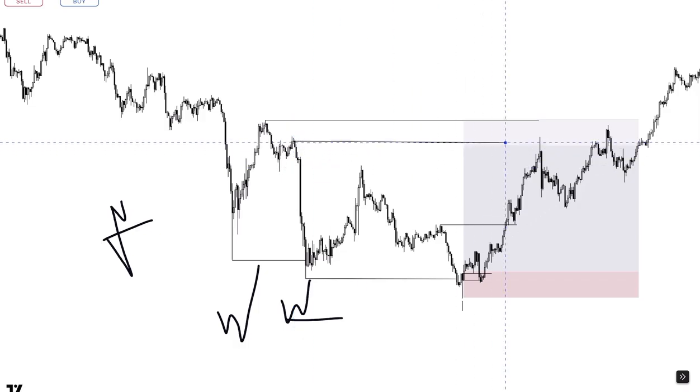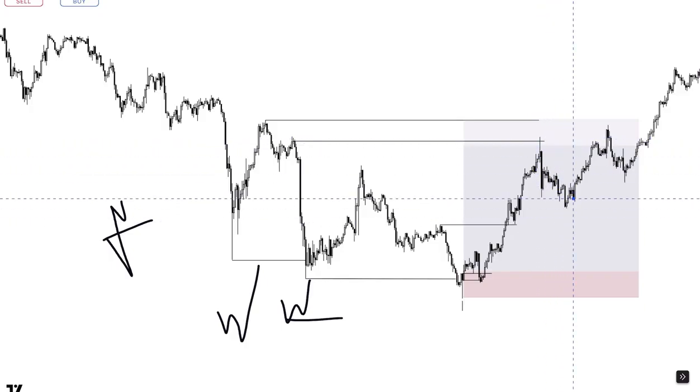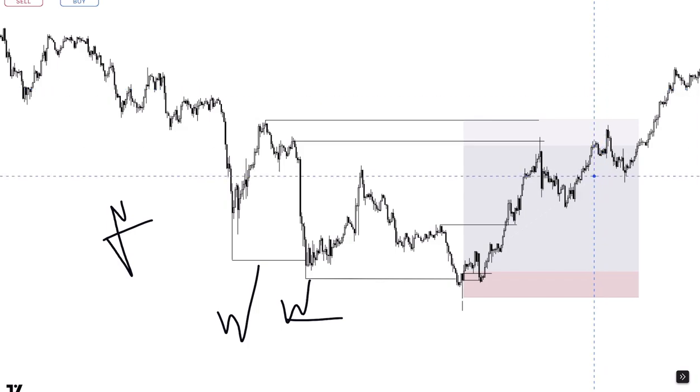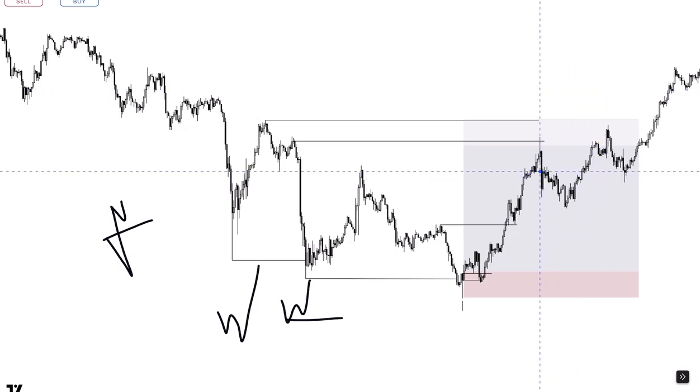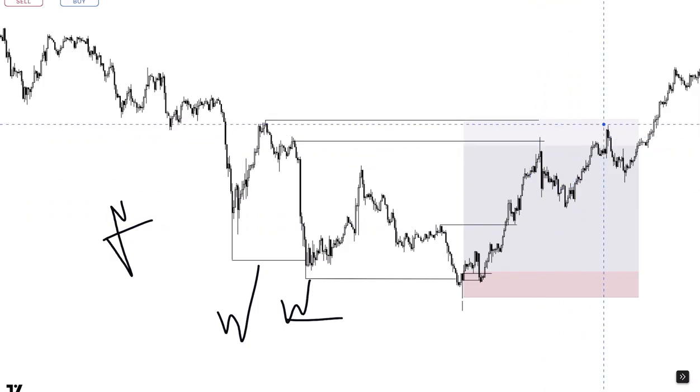And rejection blocks, usually their job is to do the following. Their job is to produce a retracement before reaching the final target. Rejection blocks are used to produce a retracement before the final target. That's a quote, right?